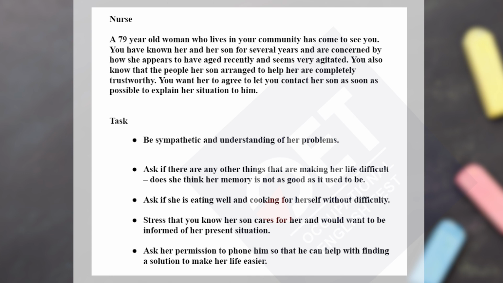So you need to persuade her. You need to just convince her. Ask her permission to phone him so that he can help with finding a solution to make her life easier. So you can just say, okay, what I can do for you is, I'll just call him in the evening, or whenever he gets free, and then discuss these problems with him. If she says, no, I don't want him to be worried about my problems, then you need to convince her that kindly, if you allow me, I can just call him so that he should also know about his mother's condition, like this. So these are the things that you need to discuss with the patient.